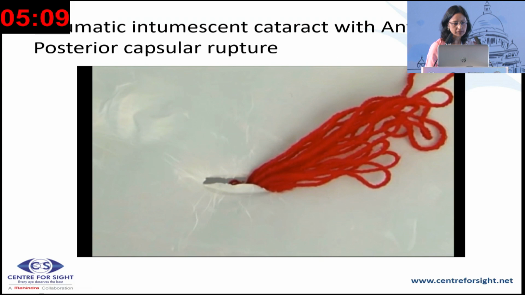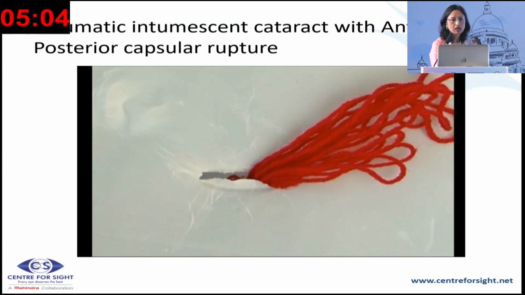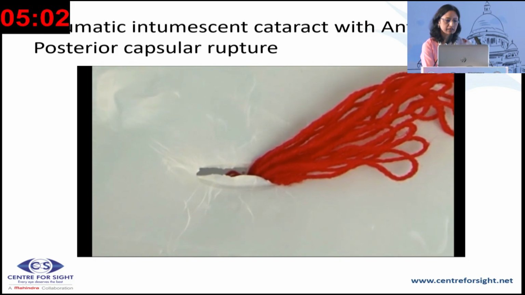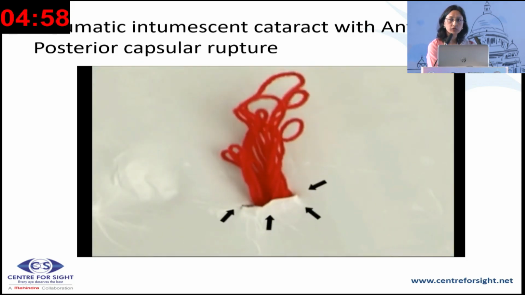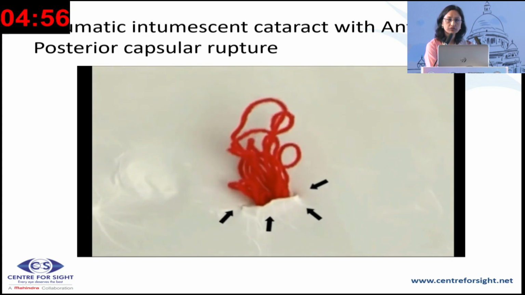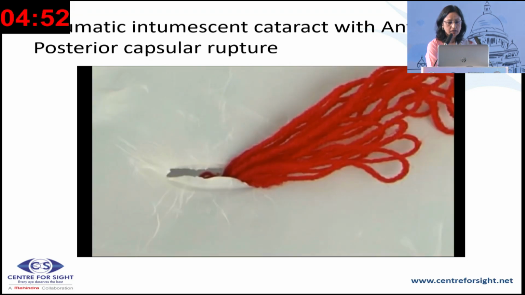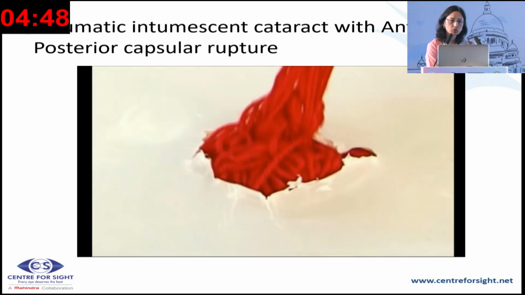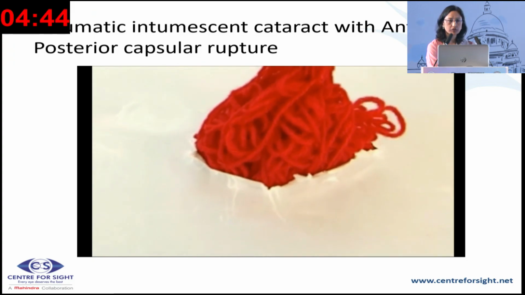This first one is a young patient with traumatic intumescent cataract. Now, as Dr. Vasavada has clearly shown, if there is a large PCR with vitreous prolapse and you cut the vitreous from behind, it retracts back without any extension of the PCR. But if there is vitreous prolapse and we are doing anterior vitrectomy, there is more prolapse of the hydrated vitreous that can lead to the extension of the PCR.